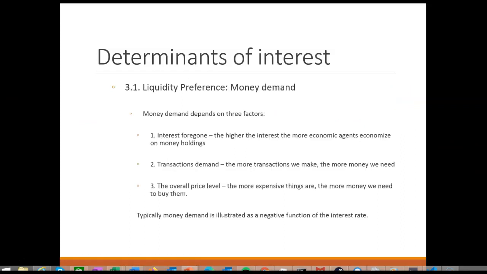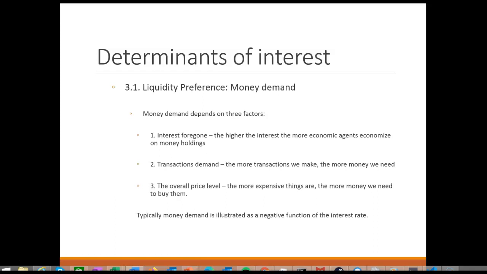Let's start with a discussion of money demand. Money demand overall depends on three factors. Number one, interest foregone. Foregone interest is the opportunity cost of holding money. When you hold money in your bank account or in your wallet, you're losing out on interest you could make on a bond or a savings account.